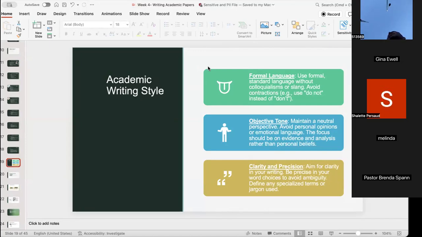Formal language. So an academic paper should always be formal. You should not be using slang. You should not be using texting acronyms, or whatever they're called. You shouldn't be using LOL in a formal paper, that type of thing. You should also not be using contractions. So you wouldn't use the word don't, you would put do not, or for can't, cannot. So academic papers are formal.